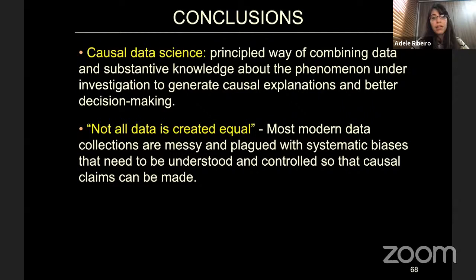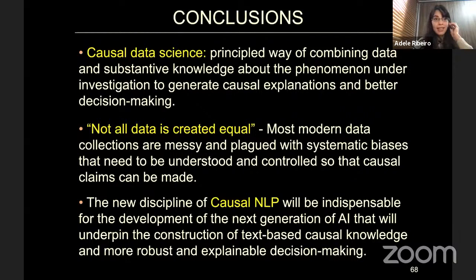And for those that are here that are enthusiastic about natural language processing, I see that as a new discipline that's emerging. And this will be indispensable for the development of the next generation of AI. So if you want to extract knowledge from text-based data, from textual data, and you want to have more robust and explainable decision making, you have to incorporate this causal layer in your tools. You need to go over all this causal inference and transportability analysis if you really want to do decision making, if you want to do the effect of information, and if you want to generate generalizable knowledge.